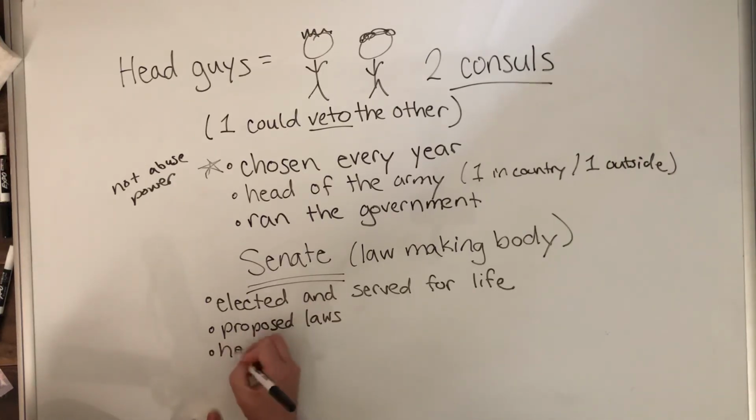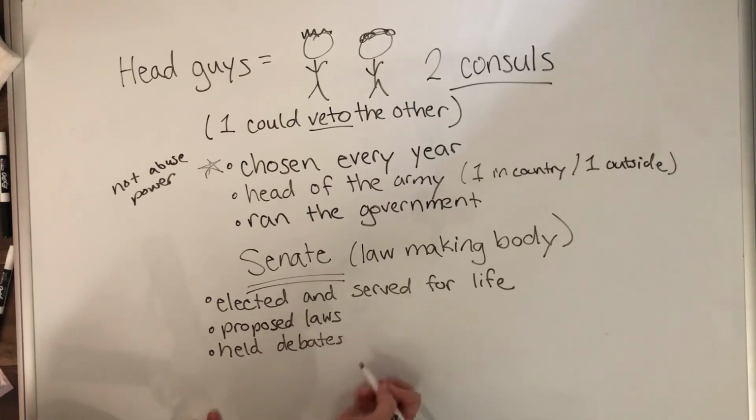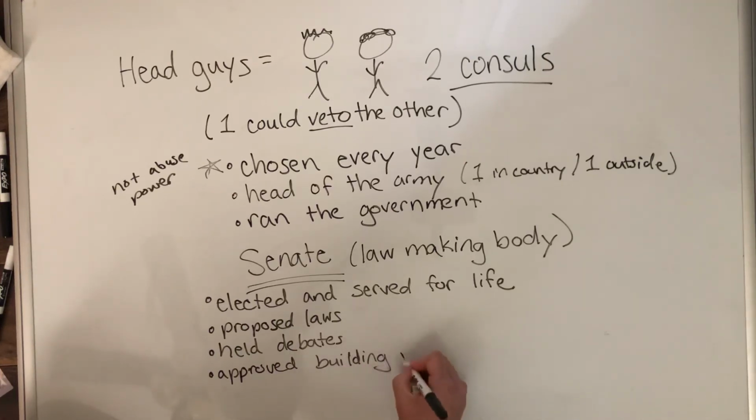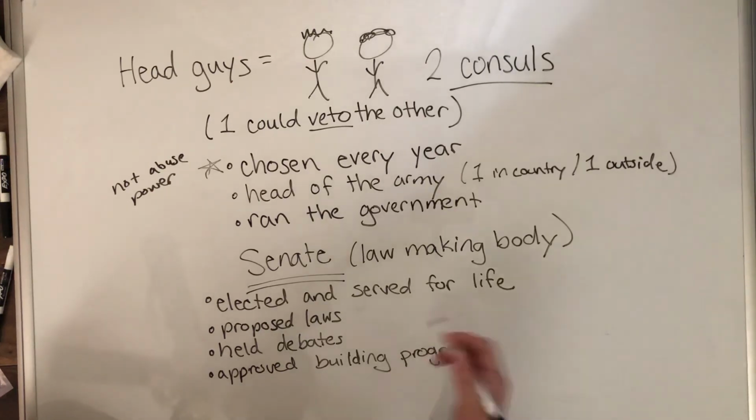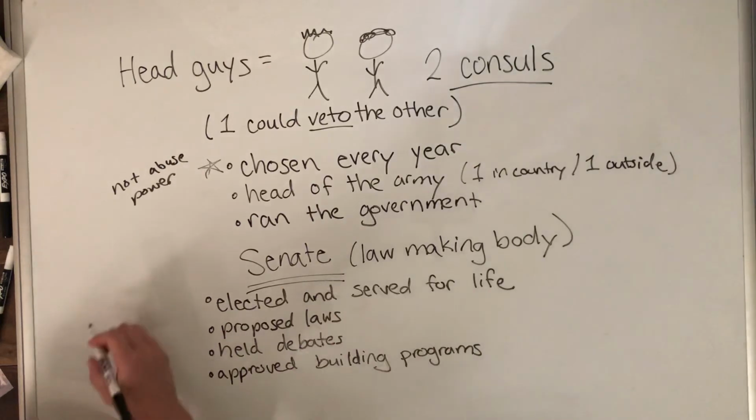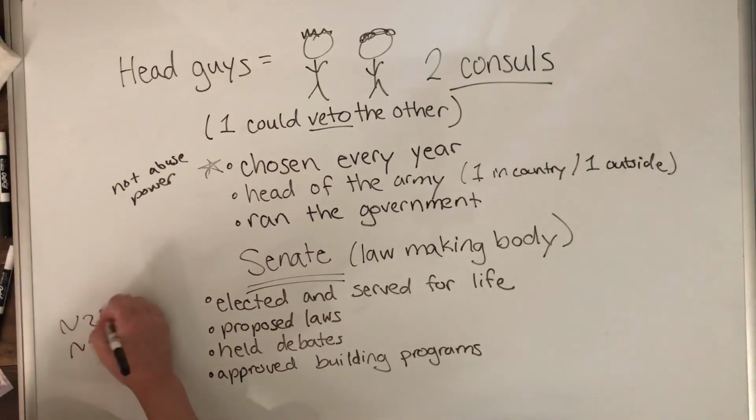Now these guys in the Senate, they propose the laws. They held debates to discuss something and to figure out which way they're going to go. And they approved building programs. And they did a lot of building of buildings and aqueducts and bridges and whatnot. So the Senate had around 300 members.